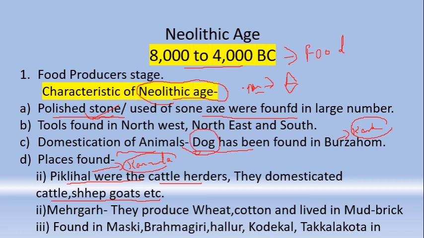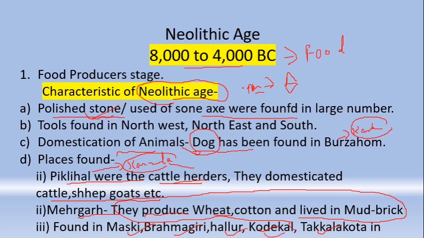Second, we found cattle herders in Karnataka. At Mehrgarh they produced wheat and cotton, and people mostly lived in mud bricks. That means we can see some development in our human society. Okay, Mehrgarh. And we found sites at Maski, Brahmagiri, Hallur, Kodekal, and Takalghat. Okay, these are some areas located in southern India.